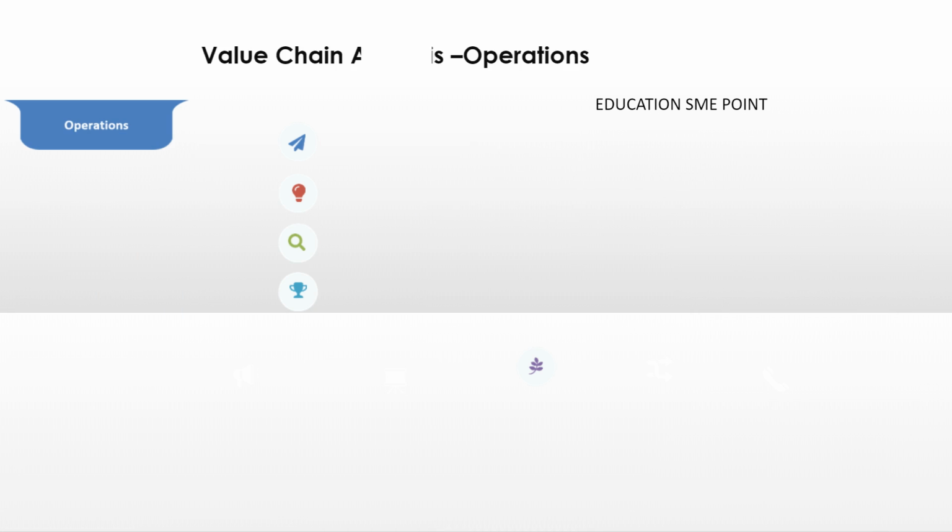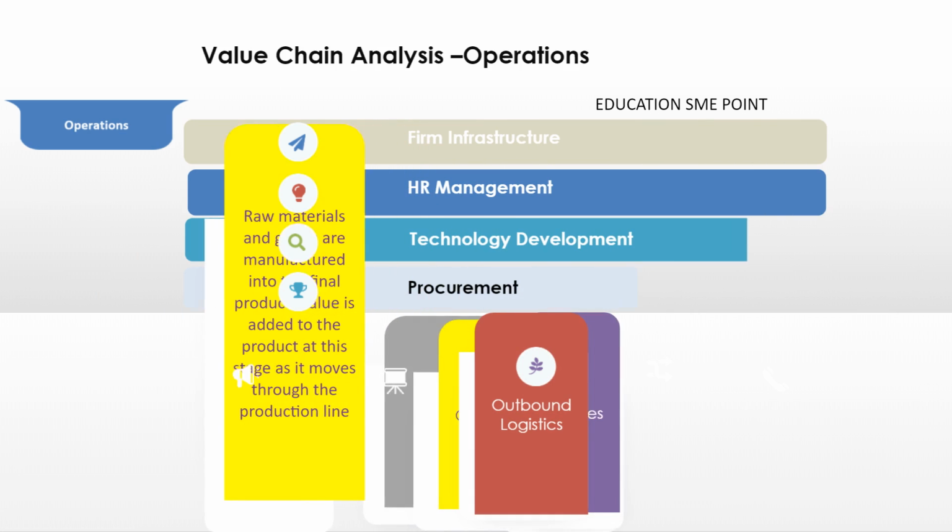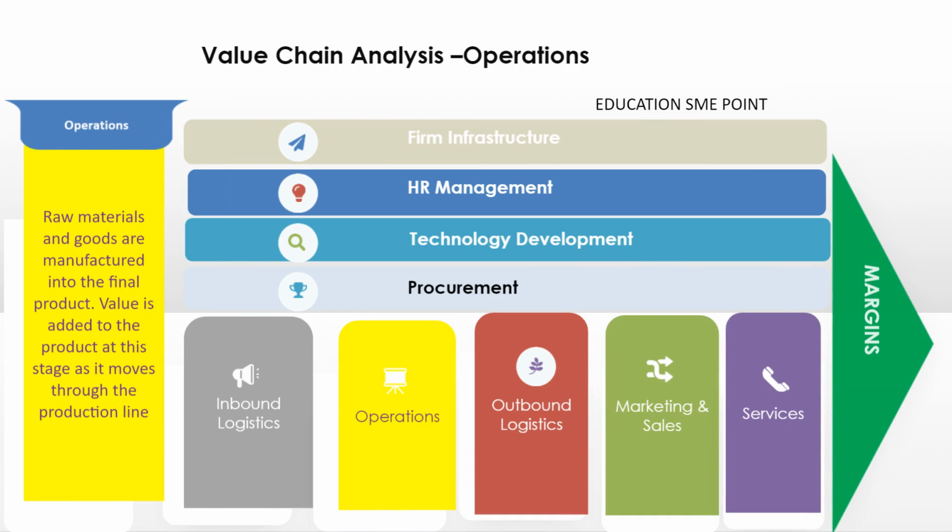Operations. Raw materials and goods are manufactured into the final product. Value is added to the product at this stage as it moves through the production line. Operations is the stage at which the raw materials are turned into the final product. These are the transformation activities that change inputs into outputs that are sold to customers. Here, your operational systems create value.